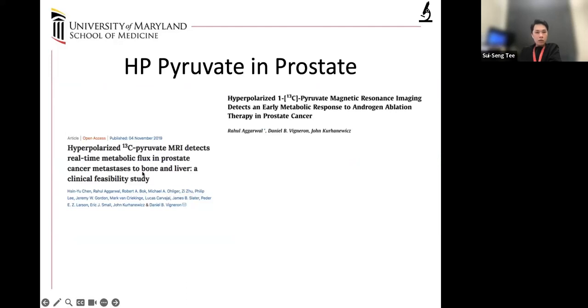The folks at UCSF have been able to detect cancer mets. So it's not just the primary tumor that you see, you can also see the tumor travel to other places, which you can imagine would be pretty helpful to facilitate detection of metastases. And also in terms of treatment, hyperpolarized pyruvate has been used to detect response to androgen therapy in prostate cancer.